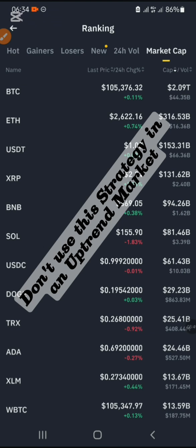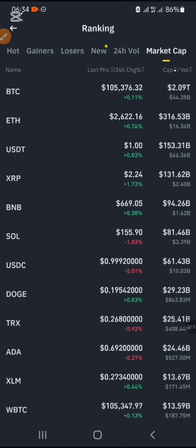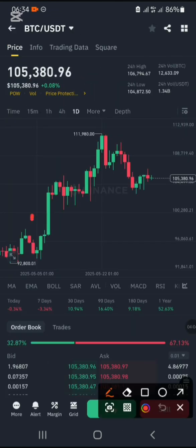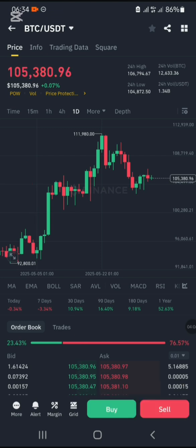No, this is not a futures trade strategy. It's simply for spot trading. You can only buy on spot. And how do you buy on spot? Let me quickly take you through that. Let's assume I want to buy BTC on spot right now. All I'll do is click on BTC. When I click on BTC, the next thing I'll do is come down to where I'll find the price chart.